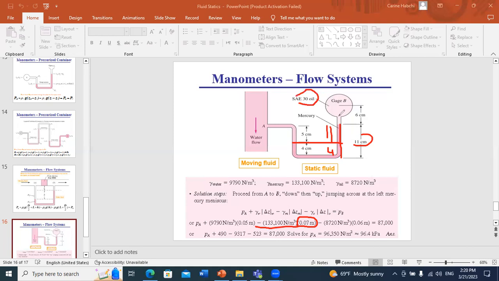And I'm moving to reach B. I'm moving upward in oil a distance of 6 centimeters. So I should do minus rho oil times g times h equals PB, because I reached now the point of interest, which is point B. So in this way, I can write a relation from PA to PB, and since the only unknown is PA, I can find it. Let us do it in the reversed way.